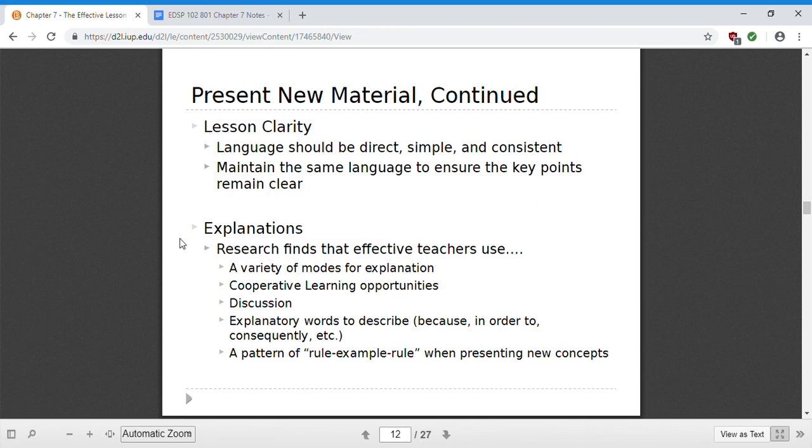Additionally, there is a pattern for presenting new concepts that research supports. This is the rule, example, rule pattern. When you give a statement about a fact or why something is the way it is, you can then follow it up with an example, which will help make that rule or fact more meaningful to students because they are given a different opportunity to view that same rule in a new light to help make those connections in their brain.